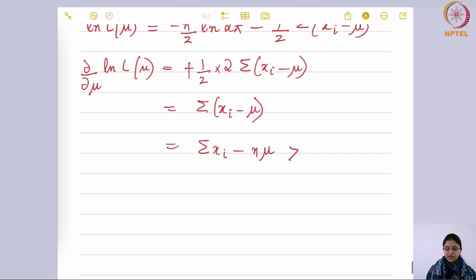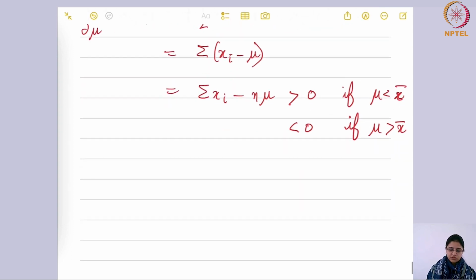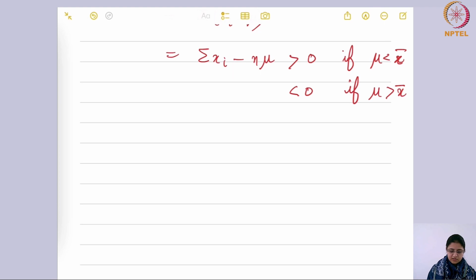Now if you look at the behavior, this would be greater than 0 if mu is less than your x bar. Right, so if mu is less than the sample mean, that is summation xi by n, this would be greater than 0, and it would be less than 0 if mu is greater than x bar. Okay, so you have two situations. So let us just draw this and see.